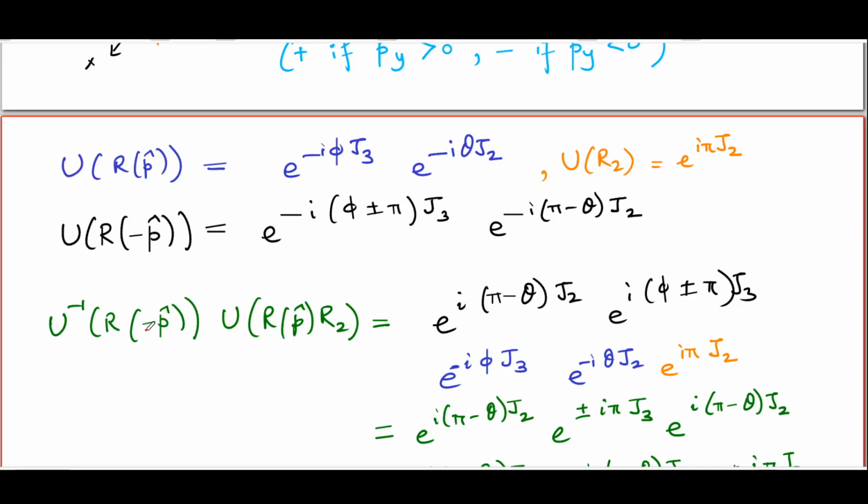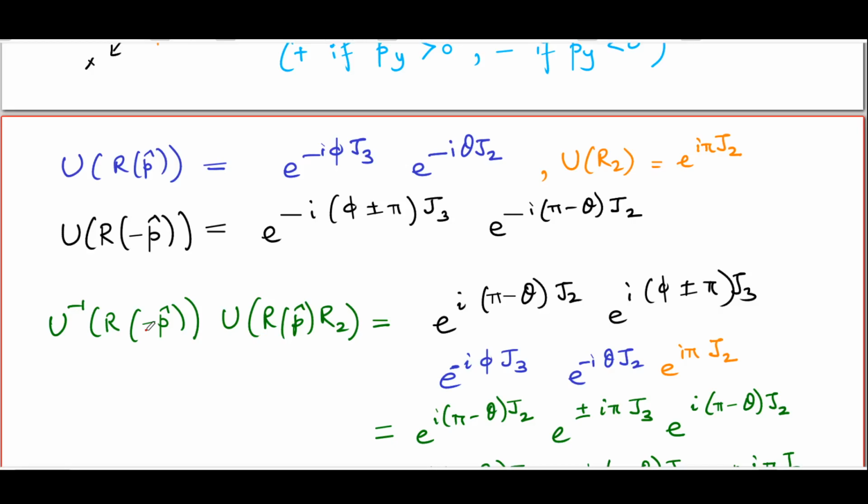And U(R(-p hat)) has to be e^(-i(φ±π)J3) times e^(-i(π-θ)J2), plus or minus depending on whether py is positive or negative. So in order to see whether our rotation R(p hat)R2 is the same as R(-p hat), what we need to do is simply multiply U(R(p hat)R2) by U inverse of R(-p hat). If the two operators were one and the same, then these should cancel each other out and you should get the identity. The question is, do we really get the identity?